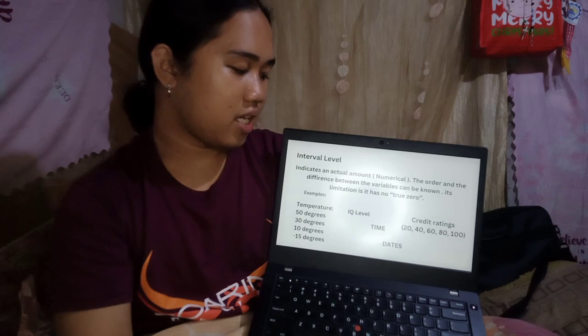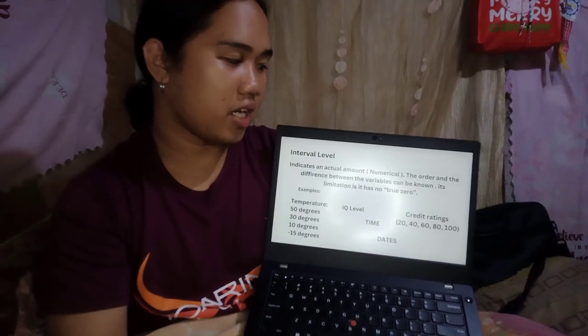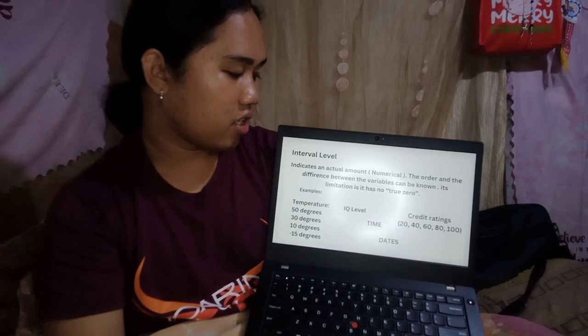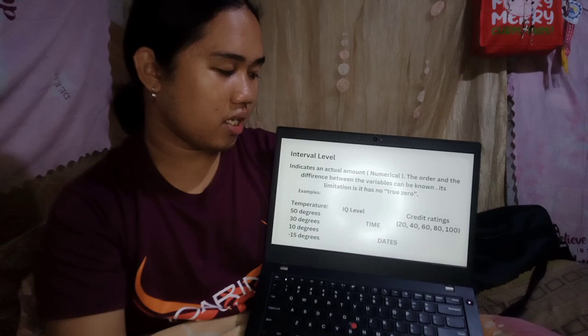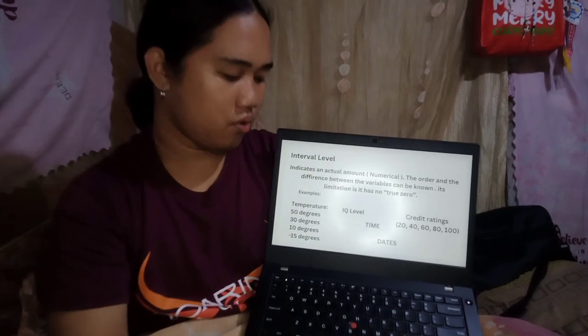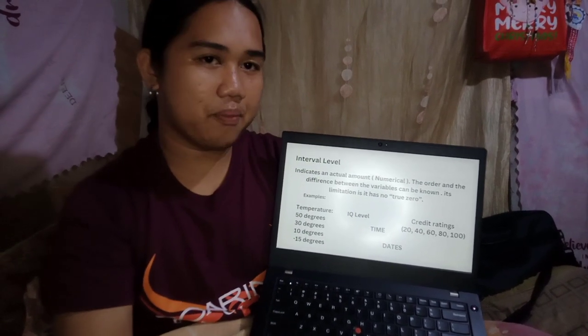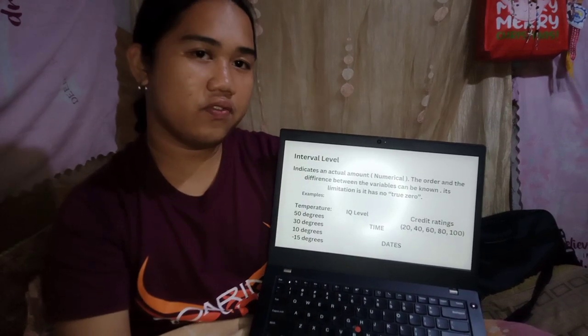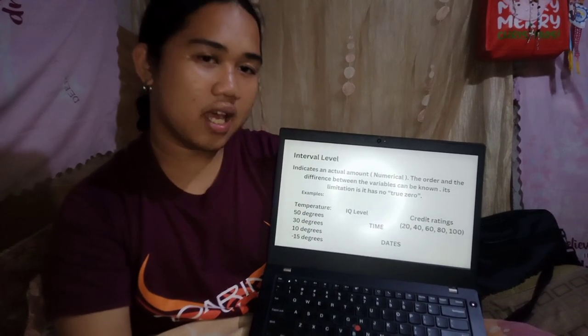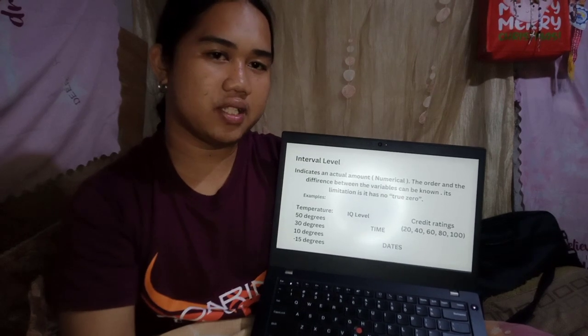The third level is the interval level. Interval level indicates an actual amount or numerical, or it involves a number. The order and the difference between variables can be known. Its limitation is it has no true zero. For example, here is the temperature. On the PPT, we have here the 50 degrees, 30 degrees, 10 degrees, and negative 15 degrees.